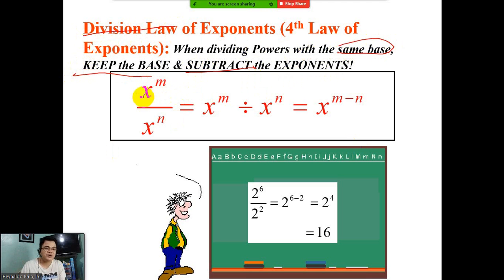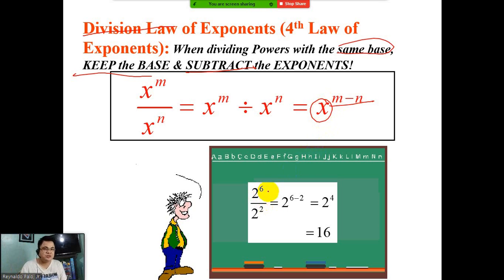So if we have x raised to the power of m over x raised to the power of n equals x raised to the power of m divided by x raised to the power of n. So this is in fraction form. It's just the same as this. So it is still division. Copy the base and then subtract the exponents, m minus n. That's why we will be getting an answer of x raised to the power of m minus n. Take note, keep the base and then subtract.